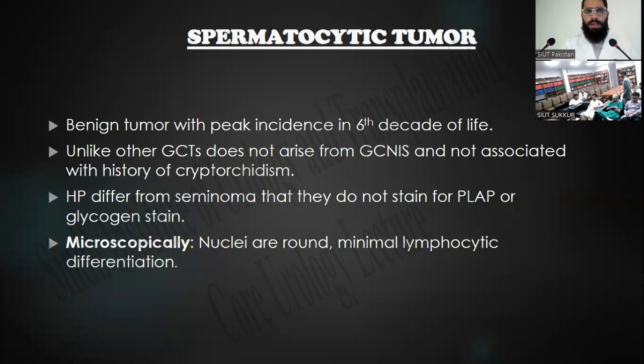Spermatocytic tumor is a benign tumor with peak incidence in sixth decade of life. Unlike other GCTs, it does not arise from germ cell neoplasia in situ and is not associated with history of undescended testes. Histopathology differs from seminoma in that they do not stain for placental alkaline phosphatase or glycogen stain. Microscopically, nuclei are round, with minimal lymphocytic infiltration.